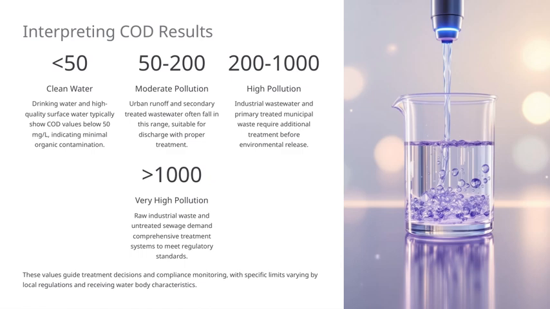When we encounter values between 200 and 1,000, we're dealing with high pollution levels. This typically points to industrial wastewater or primary treated municipal waste. These require additional treatment before they can be safely released into the environment. And finally, anything above 1,000 milligrams per liter indicates very high pollution. This includes raw industrial waste or untreated sewage, which demands comprehensive treatment systems to meet regulatory standards.